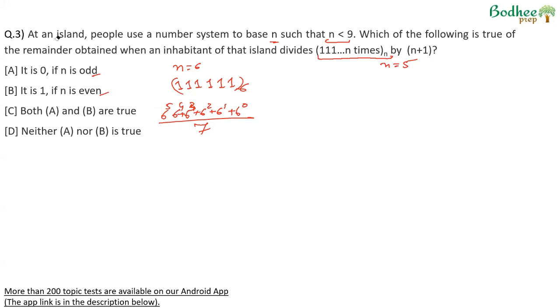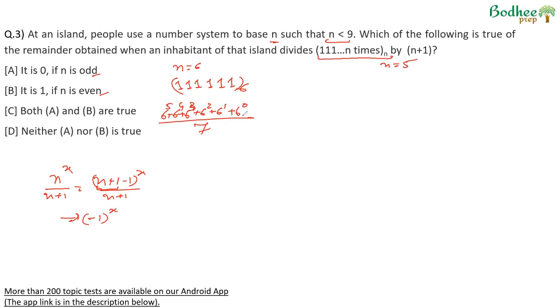Now, if we divide n raised to power x by n plus 1, n can be written as n plus 1 minus 1, raised to power x, divided by n plus 1. So the remainder here, when n plus 1 divides, will be minus 1 raised to power x. If x is odd, the remainder will be minus 1; if x is even, the remainder will be plus 1.